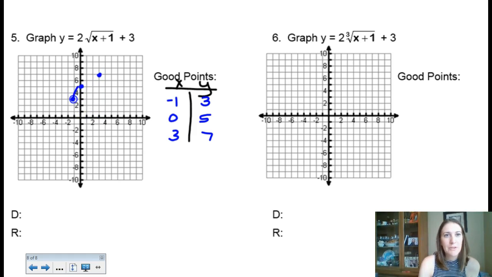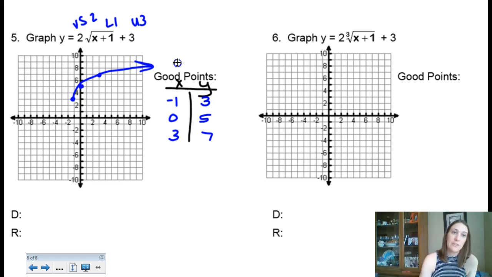So I didn't talk about the transformations before we came up with these points, but I should have said that this was shifted left 1, up 3, and it has a vertical stretch of 2, which is exactly what I see. Left 1, up 3, vertical stretch. I mean, it's hard to tell what kind of vertical stretch you have, but I can see there is one. So the domain begins at -1 and goes to infinity, and the range begins at 3 and goes to infinity as well.